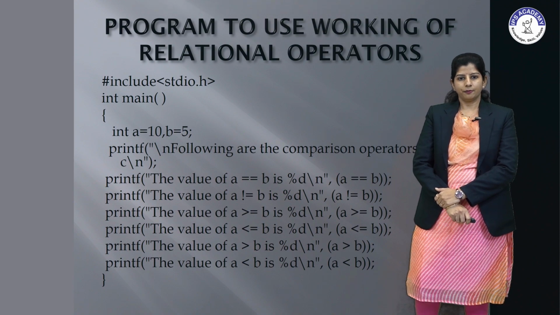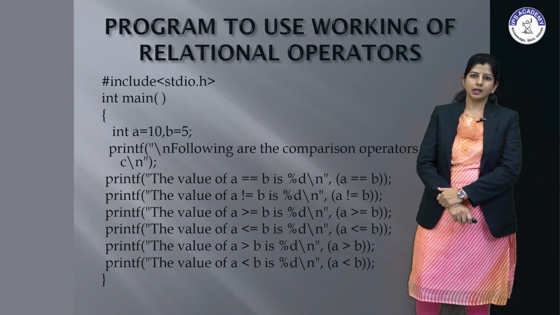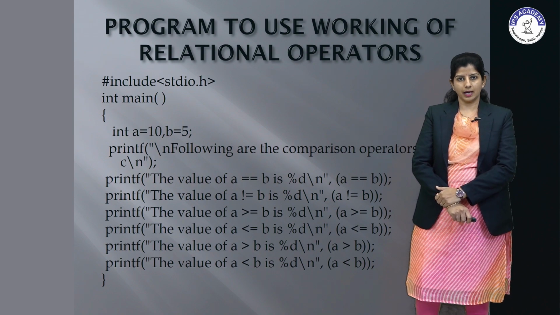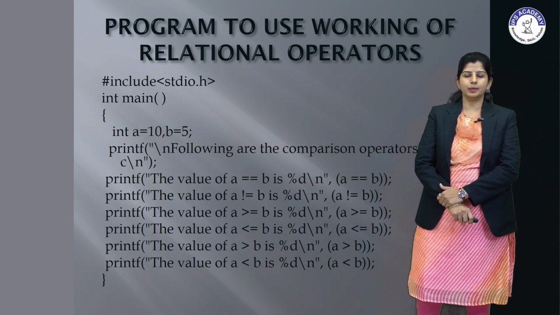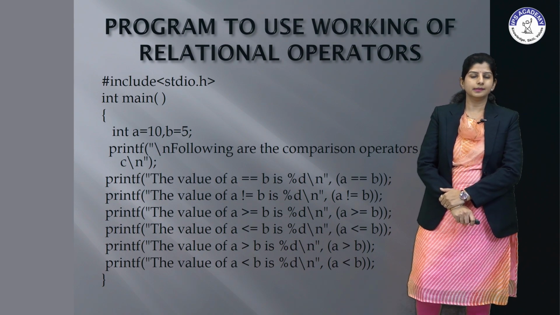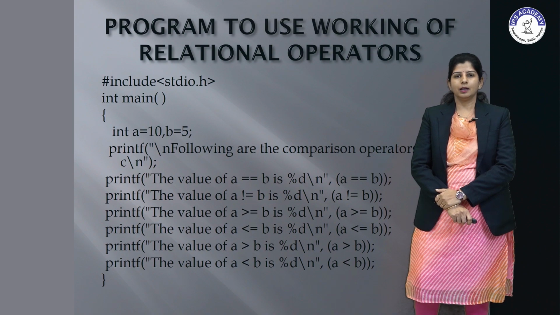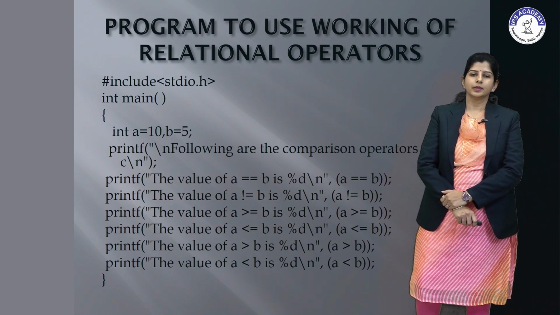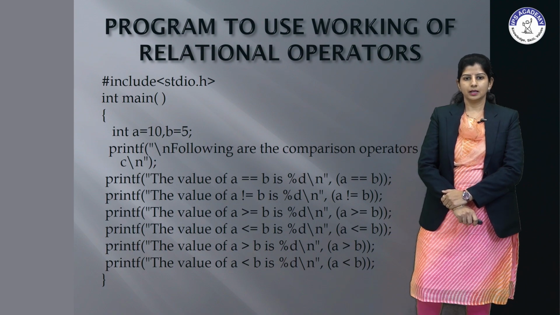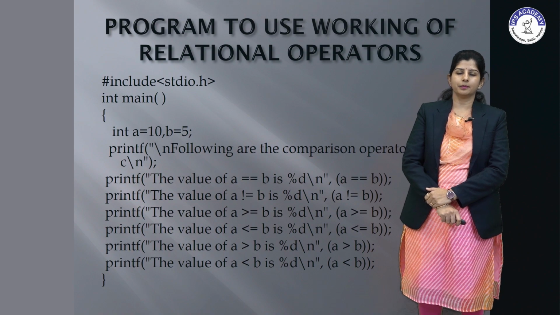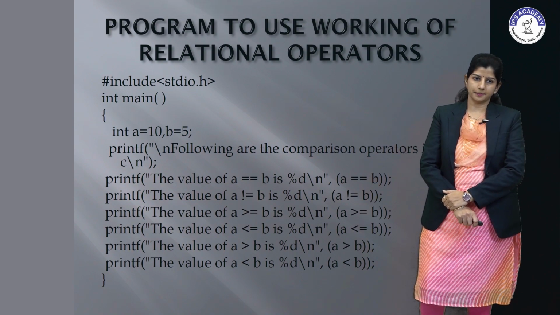Then the first printf statement I am using to compare the two values, that is, whether the value of a is equal to the value of b. If I want to get the result, then I have to write this statement in this form: a == b, and %d stands for my integer data type because my value is of integer type.